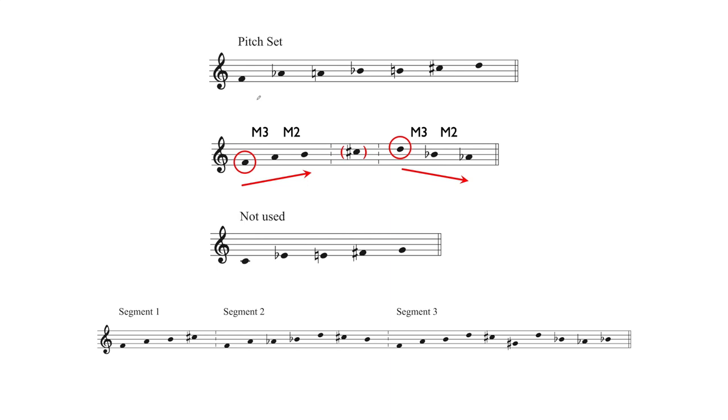So, and then Berio made three different segments using his pitch set. The first segment contains only the pitches of the whole tone scale, and then the second segment begins also with F and uses other pitches. The last one is B natural. By the way, I forgot to write it. And then the last segment is longer, and you see the segments get gradually longer. And this is the last segment.